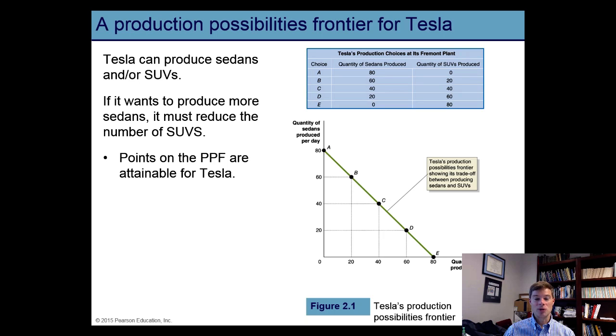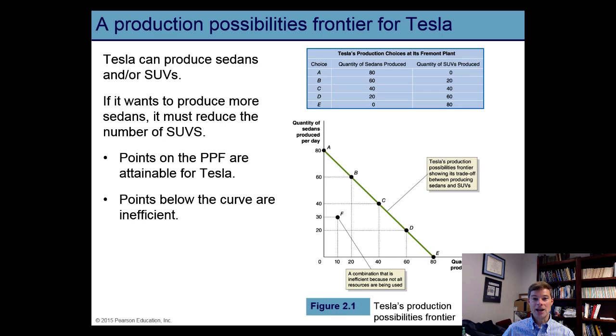And the points in between, points B, C, and D, show points at which some sedans and some SUVs are being produced. Just as another example, at point D, 20 sedans are being produced and 60 SUVs are being produced by Tesla. If you connect these dots, it forms a green line, and this is called the production possibilities frontier. It shows us the maximum amount of two goods that could be produced by a company, and the company in this case is Tesla.